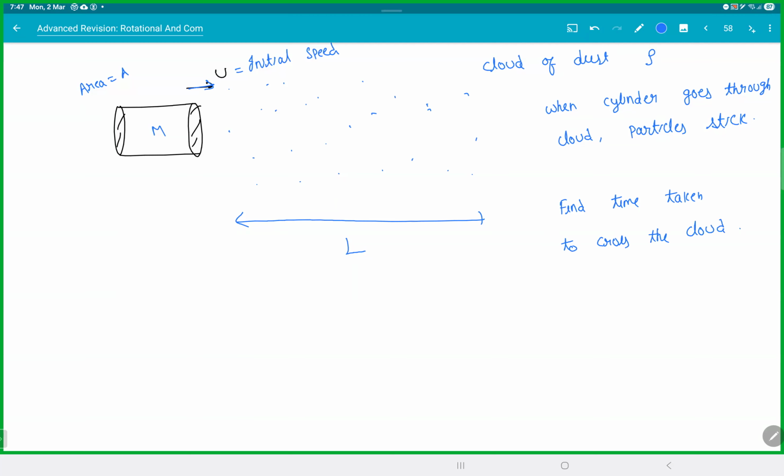But is the scenario clear? There is no gravity, neglect gravity. So we have a spaceship in the form of a cylinder which is going with u through a cloud of dust. The density of the cloud is rho. I don't remember if you need any more data, but we'll see. As this is passing through, more and more dust particles are getting accumulated, so this thing is going to slow down. The speed is not constant. So how much time will it take to cross the cloud? This is also a variable mass system.